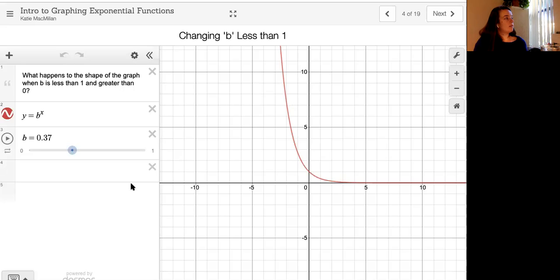Now we're thinking about changing b to less than 1, right? So still a positive number, right? Still has to be a positive number. But look at how the graph changes when the b is a fraction or decimal.